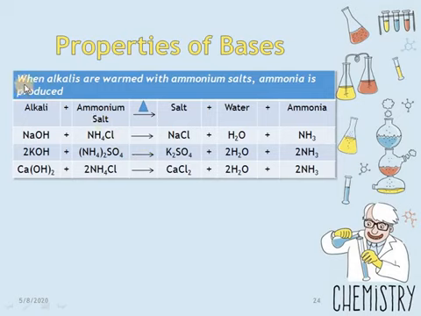Now as alkalis are warmed, the heat sign is given over here on the arrow. You have to give it in all the equations whichever you will be writing. So when alkalis are warmed with ammonium salts, ammonia is produced. Alkali plus ammonium salt gives you salt, that is sodium chloride here, water and ammonia. Potassium hydroxide with ammonium sulfate gives you potassium sulfate, water and ammonia.